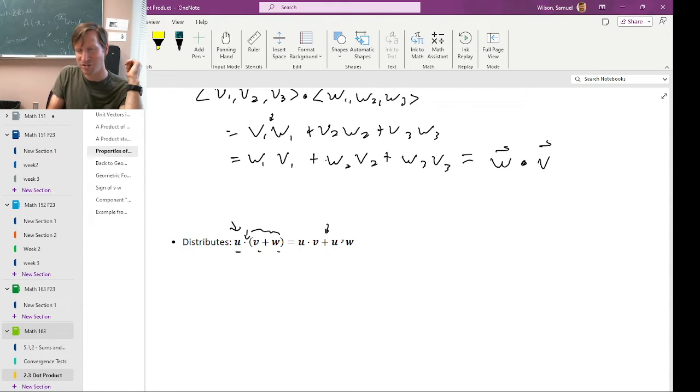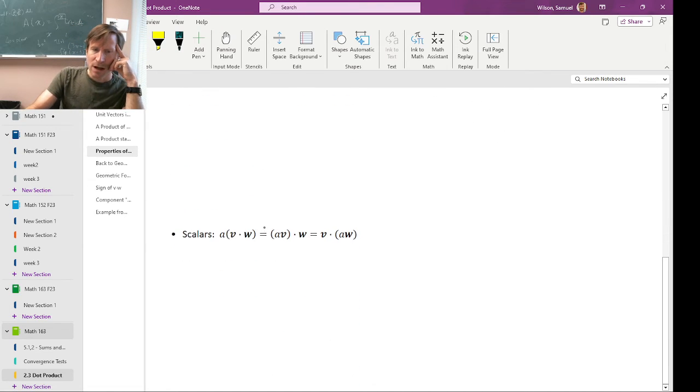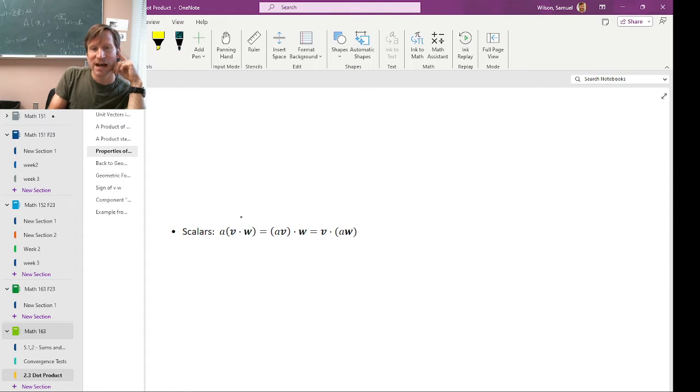You should do it once in your life, but I won't write it out because you just write out everything in terms of coordinates, distribute your real multiplication, and then gather things back up into vectors. A similar fact about our dot product is that it plays nice with scalars. So if you have a dot product of two vectors and afterwards you multiply by a scalar, you can put that scalar anywhere you want. You can put it outside the dot product, you can put it in the first factor, or you can put it in the second factor.